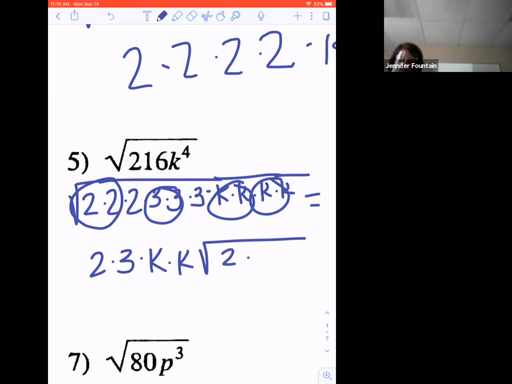And then what's left under the radical? 2 and 3. So now I'm going to multiply everything together. 2 times 3, I'm going to have 6K squared on the outside. And underneath my radical is going to be 2 times 3, which is 6.